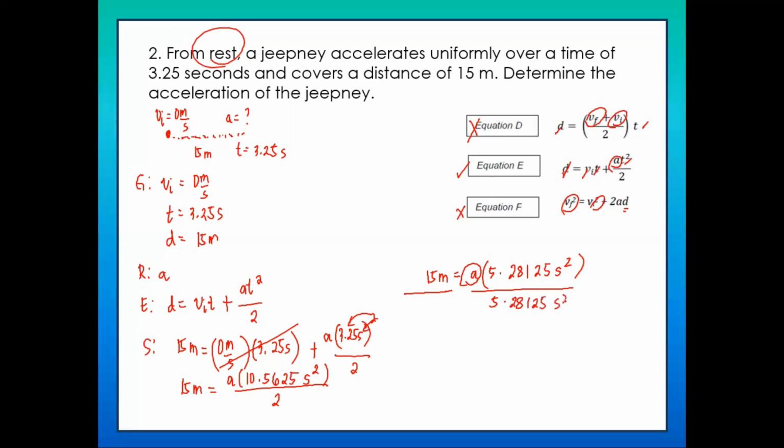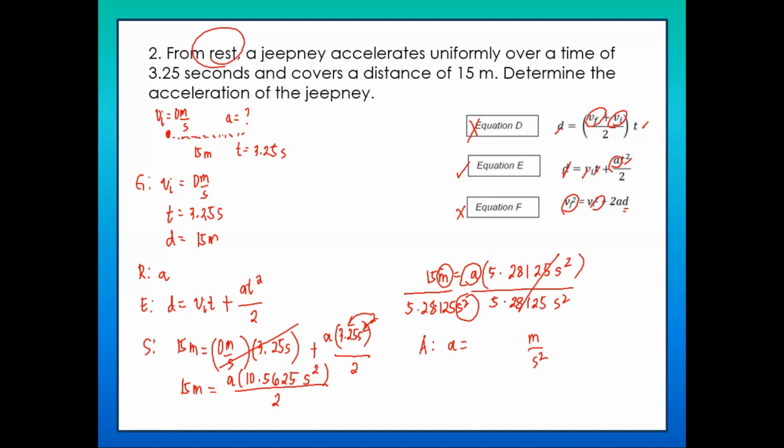5.28125 second squared. Cancel this one, right? What remains here is the variable A. Now, for our answer, A becomes, divide lang natin to, 15 divide by 5.28125 second squared. So, titingnan natin, wala naman tayong makakancel na unit. So, that means meter per second squared. That is really the unit for acceleration.